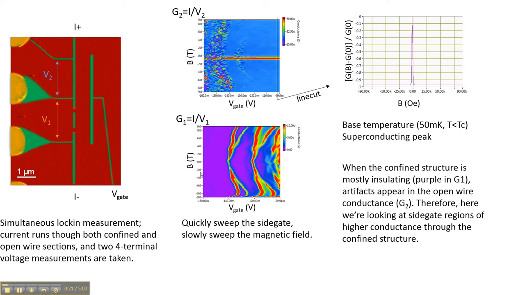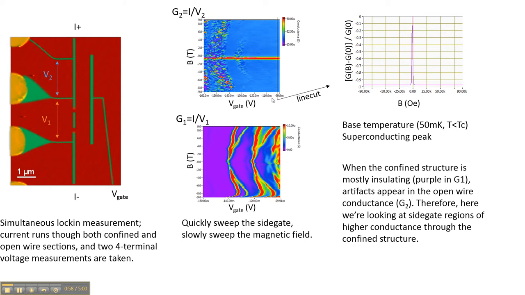So the conductance of the confined wire section, you can see here, is a function of the side gate. At 0 field, we see conductance peaks, which then split at higher fields. And then in this open wire conduction, we just see the superconducting peak. I want to point out that when the confined wire is mostly insulating, these purple regions, we do see some artifacts in the conductance of this section.